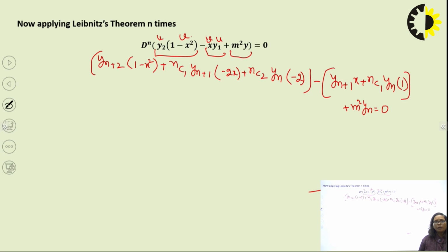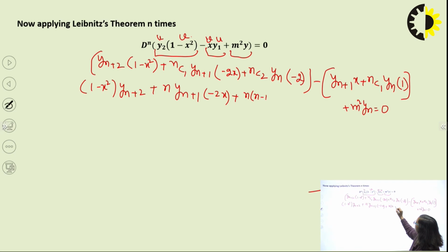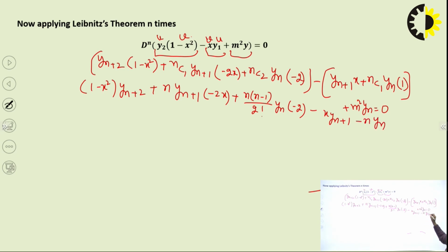Now we just need to solve it, put the value nc1, nc2 and expand it. I get 1 minus x square yn plus 2 plus nc1, we know that it's n yn plus 1, and this is minus 2x, plus nc2, we know that n into n minus 1 by factorial 2 into yn into minus 2. Next value is minus x into yn plus 1 minus nc1 is written as n into yn plus m square into yn equal to 0. This 2 will cancel out from here.